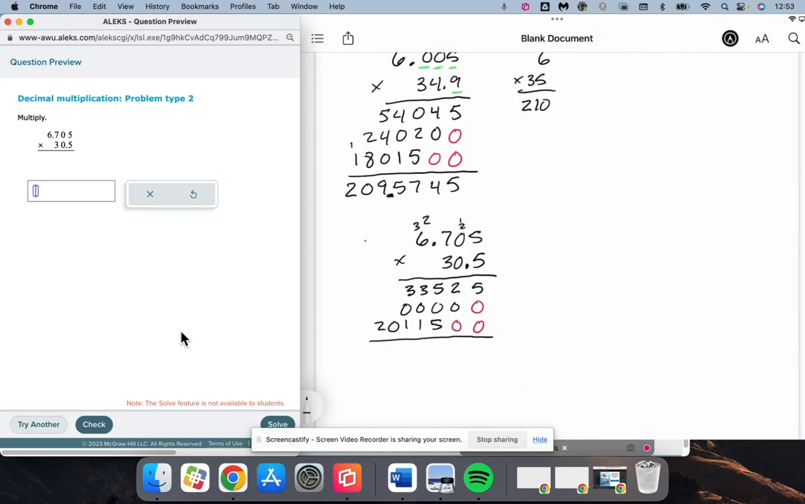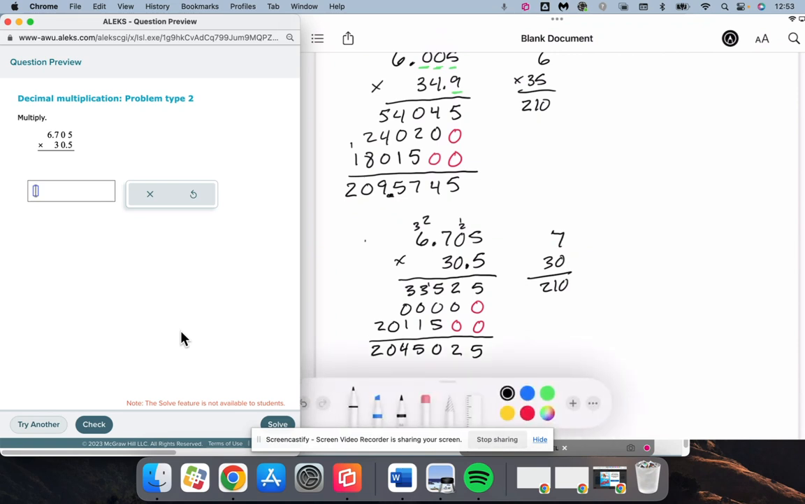Forgot to estimate again. I have 6.7, which is almost 7, times 30. That's about 210 as my estimate. We're going to find out how close, if our answer could possibly make sense here. 0, carry the 1, 3, 4, 5, 4, 0, 2. And so that does not look anything like 210.